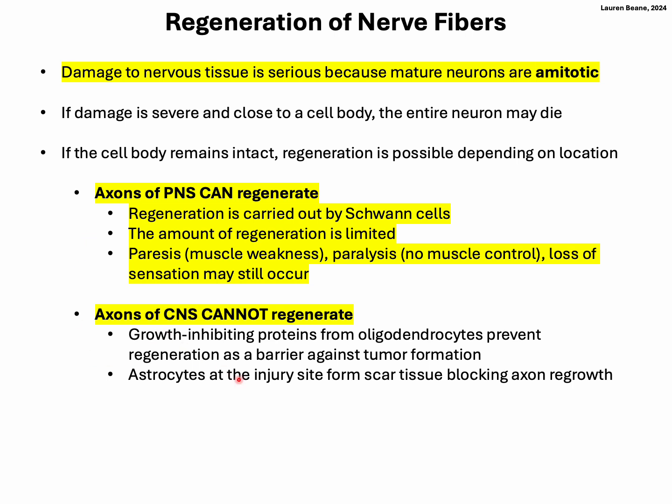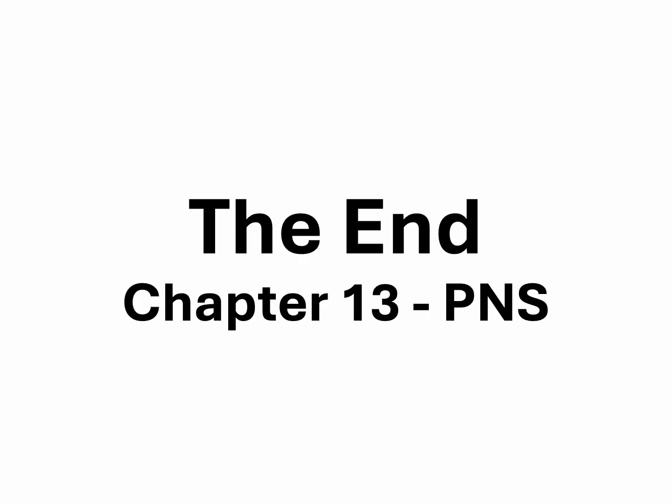Axons of the CNS cannot regenerate. It will not happen. Oligodendrocytes produce growth inhibiting proteins, and this is really just a protective barrier against tumor formation and cancer production, right? So the CNS will not regenerate if there is neuron damage. So that's the end of chapter 13, the peripheral nervous system.